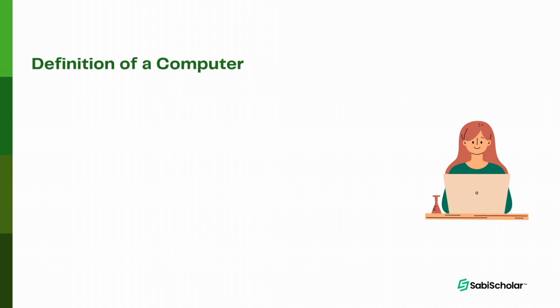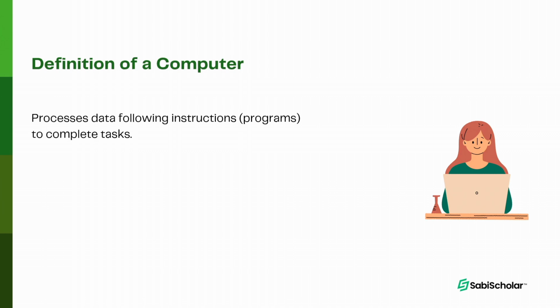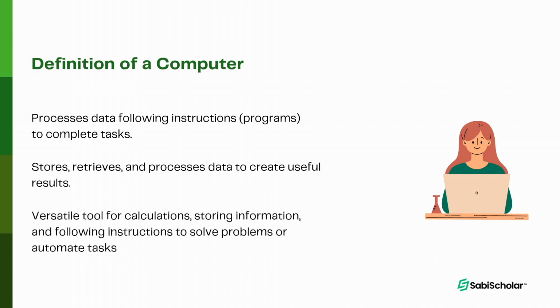So I have two definitions. The first definition of a computer is that a computer is an electronic device that processes data according to a set of instructions called a program to perform various tasks. The second definition is that a computer is a programmable machine that can store, retrieve, and process data to produce meaningful outputs. The first definition is pretty basic. That's the definition used almost everywhere. But the second definition is broader. It's something you would use even in the university, anywhere you go.